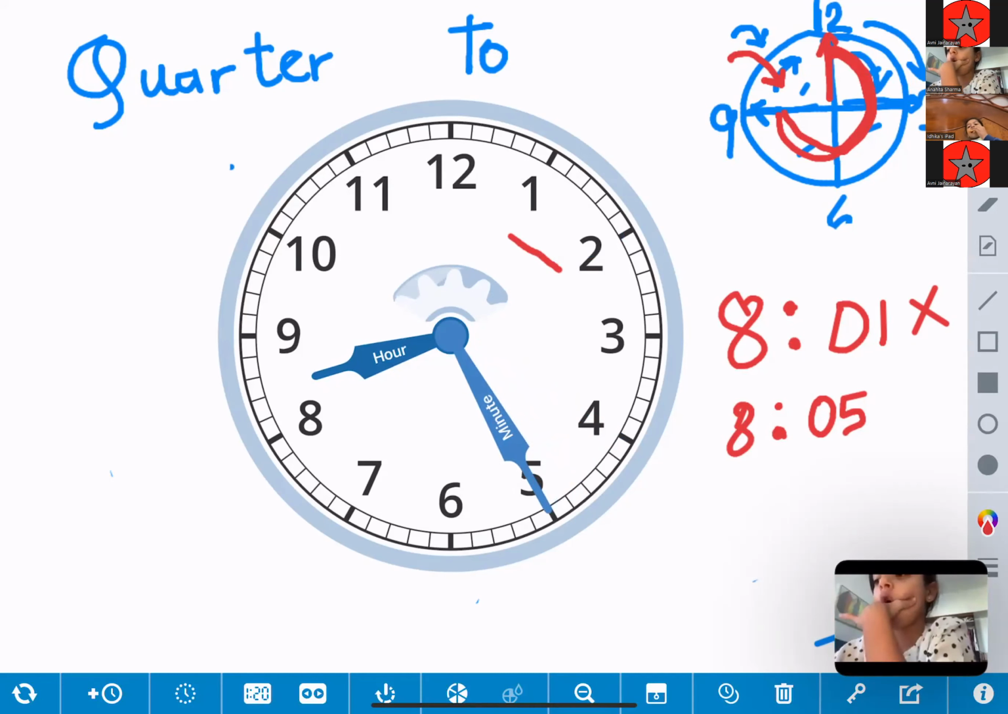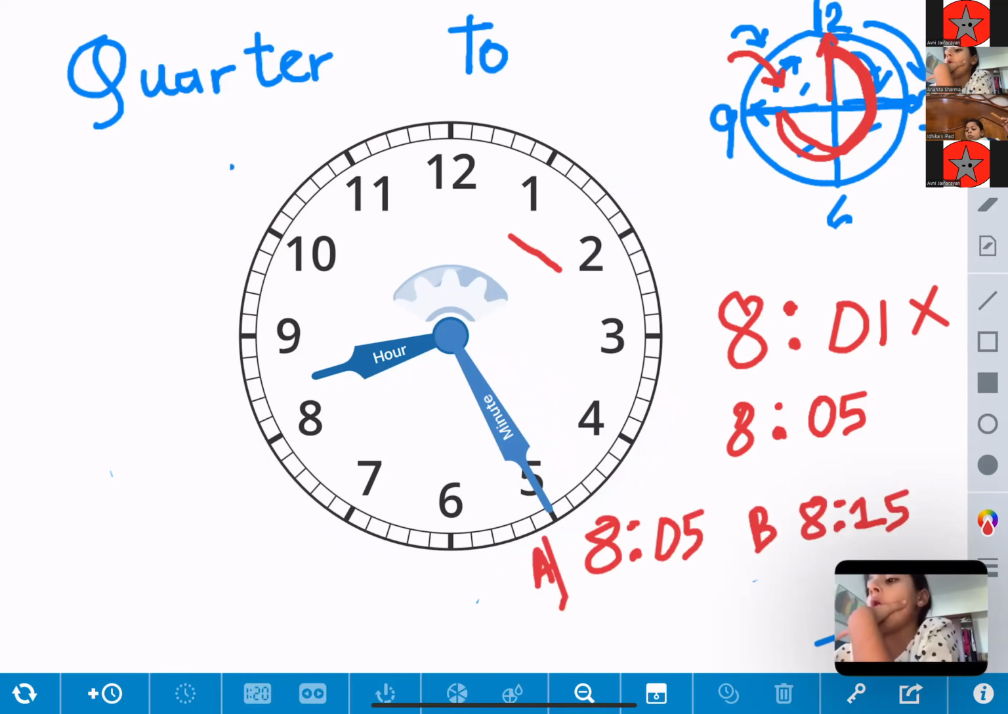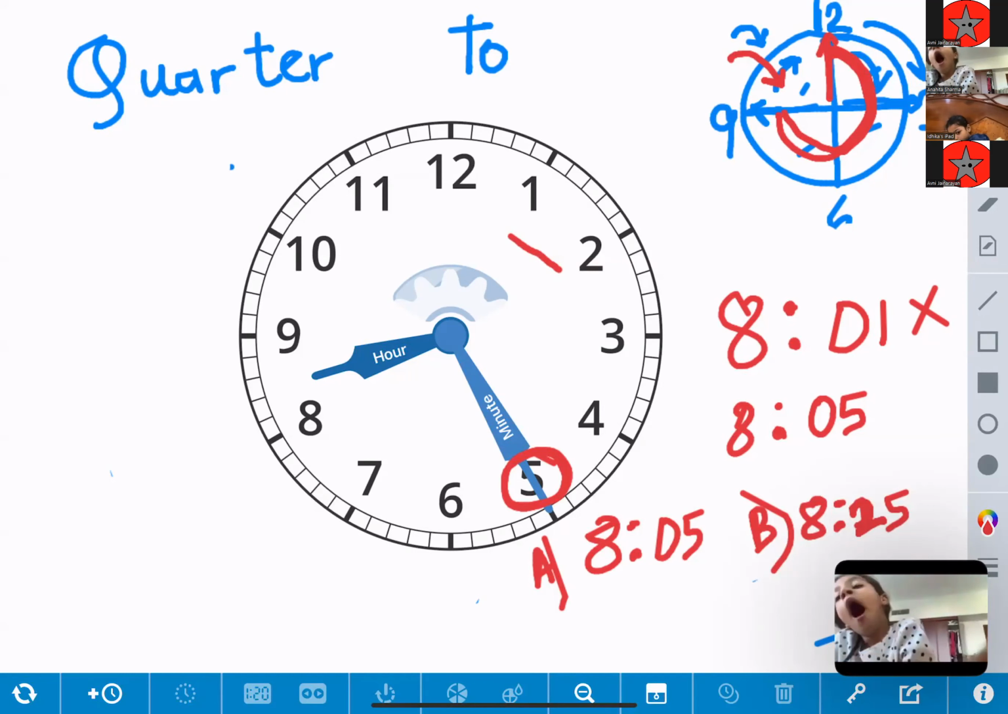What is the value of the minute hand when it is on 5? See, someone has written it as 8:05 and someone else has written it as 8:25. Which option is correct, A or B? B. Because 5 we cannot write. This number is only for the hour hand. As soon as the minute hand is there, we multiply it by 5 and we say 25. Okay? Nadia, next is your turn.